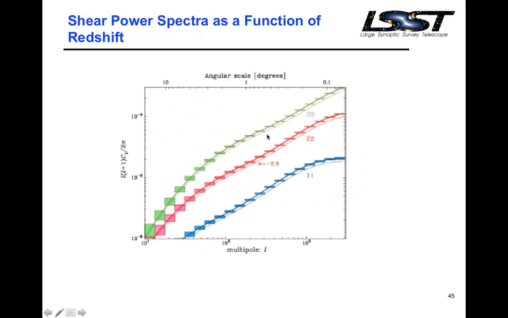And just for comparison, this shows you what the predictions would be for a dark energy model with the equation of state parameter of -0.9 instead of -1. And you can see that's easily discernible. So LSST with weak lensing alone has the capability of determining w to of order a percent or so.